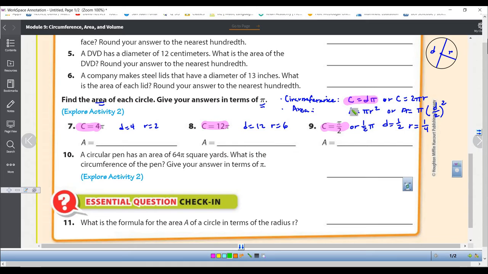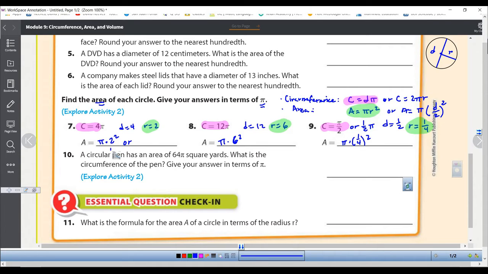The area of a circle is pi times the radius squared. What do I have right here? The radius. What do I have right here? The radius. What do I have right here? The radius. So the area is going to be pi times 2 squared, or pi times 6 squared, or pi times 1/4 squared. Now they said to give our answer in terms of pi, so let's simplify this.